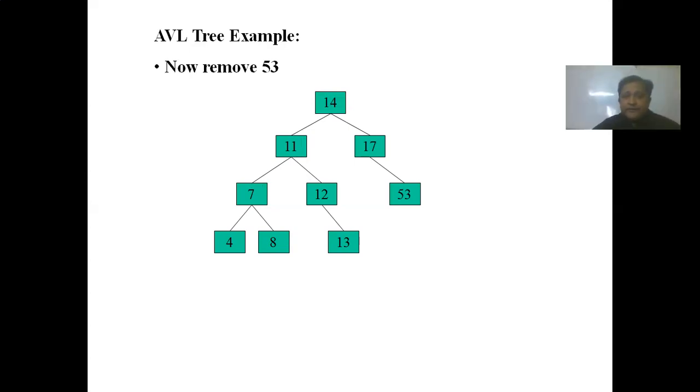First, we have to remove the 53. The question is to remove the 53. After removing 53, let's check the balance factor of 14. It is now violating the balance factor criteria, because the balance factor of 14 is 3 minus 1, that is 2, which is violating the criteria. So what to do in that case?